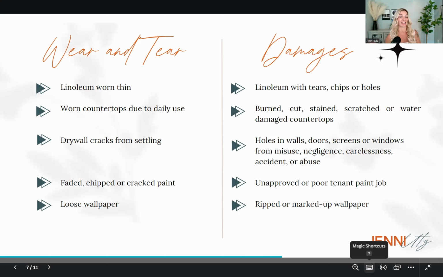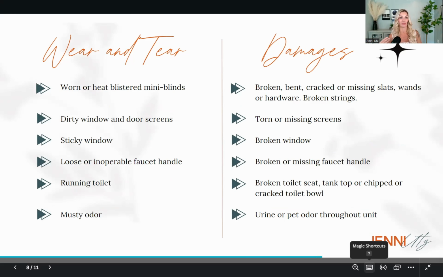Loose wallpaper versus actually ripped or broken, marked up wallpaper. We've had people, and a lot of this winds up being tenants that we didn't place. It was tenants that the owner had when we took over. So we've got a lot of stories with that, but we've also seen kids wind up taking crayon and drawing pictures all over the walls, different things, stickers all over the walls. And that takes some time to clean up, get the stickers off, and then repaint. And that will all be considered tenant damage. Mini blinds broken would be considered damage versus worn. Torn or missing screens versus just dirty.